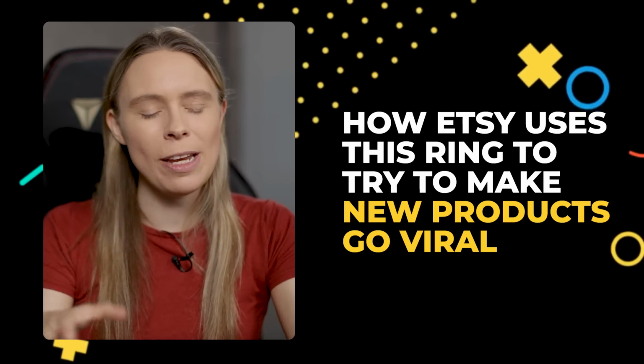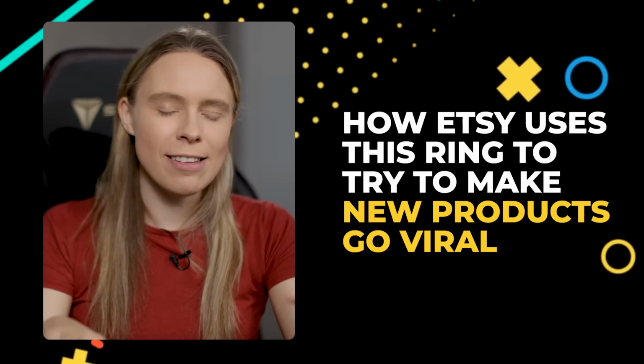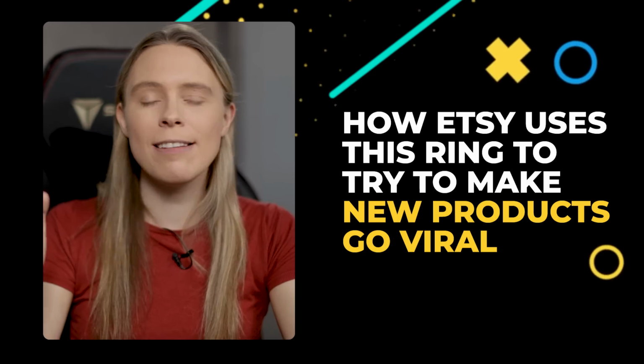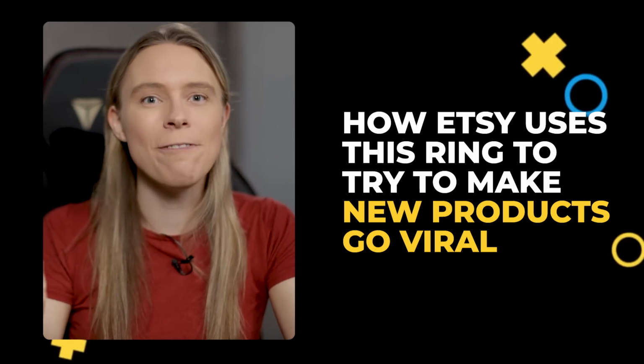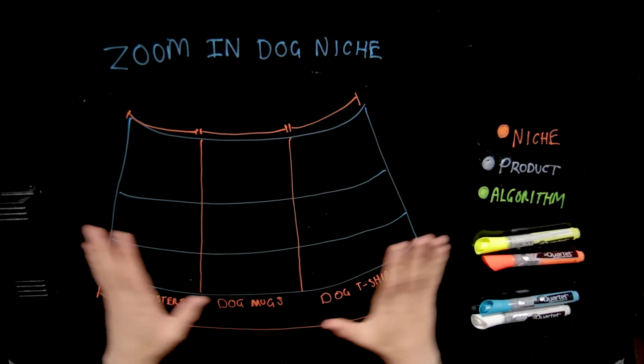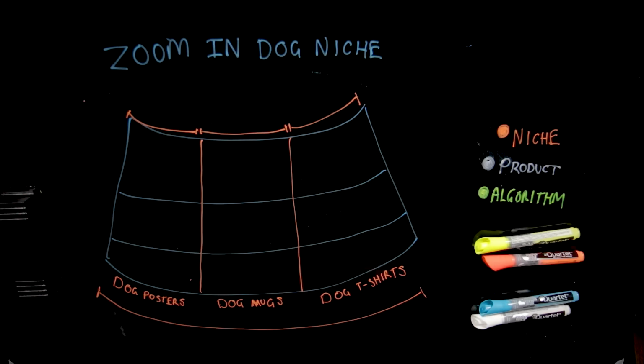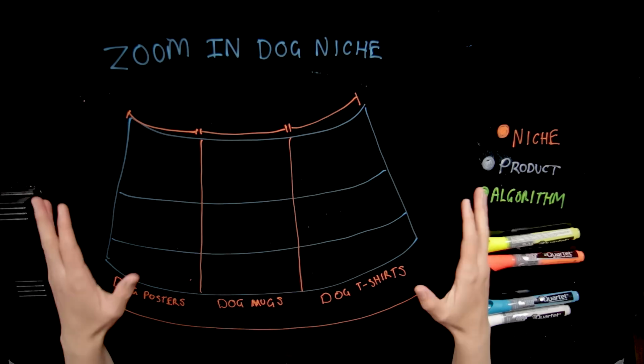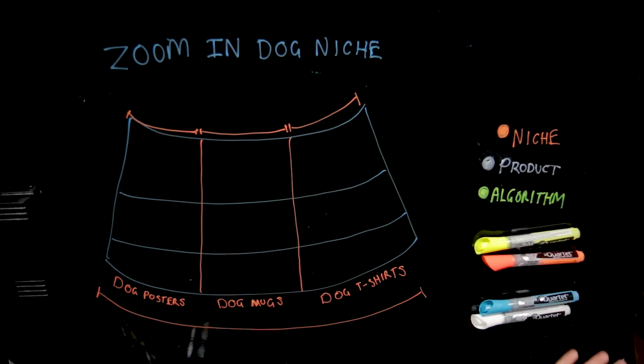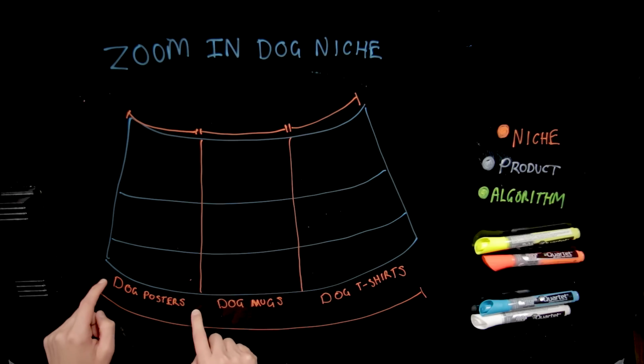Okay, so now that we know how this ring works, let's now discuss how Etsy uses this ring to make new products go viral. And the way that they do that is by boosting new products. So to explain how, I have zoomed in on the dog niche from the customer ring. And within this niche section, there are lots of other sub-niches. So, for example, some customers in here like to buy dog t-shirts, some customers in here like to buy dog mugs, and some customers in here like to buy posters.